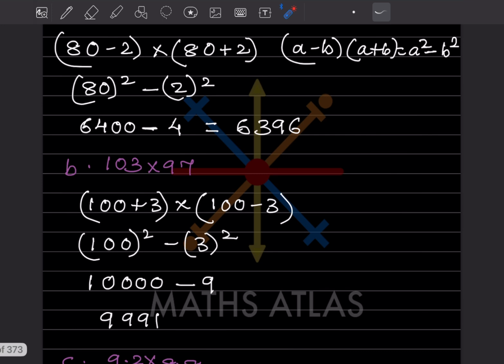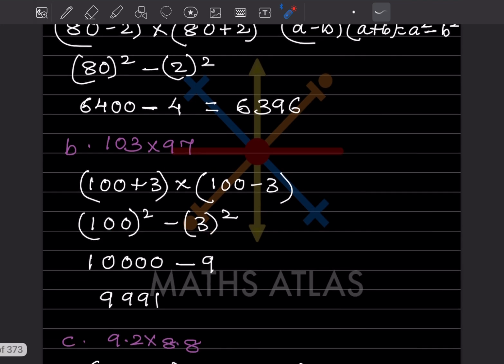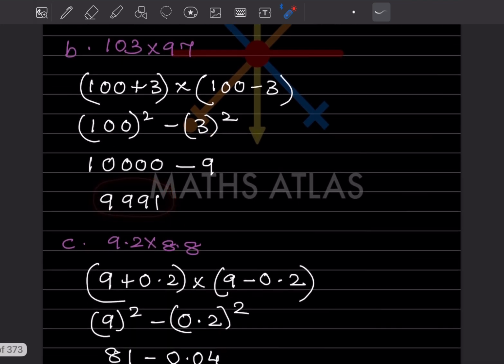So answer is going to be 6396. Same here, we can take 100 plus 3, and for this one we can take 100 minus 3. So this is a plus b, and this will be a minus b. So that is going to be a square. A square means 100 square minus 3 square. So this is going to be 10,000 minus 9. So that is going to be 9991.